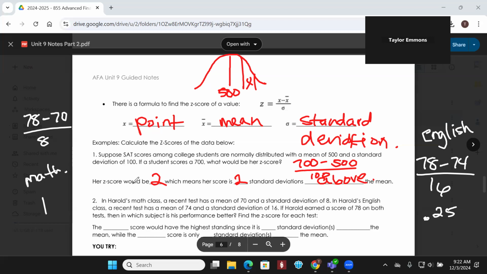So which one would be better? Well, he did better on the math score since it's one standard deviation above the mean, while the English score is only 0.25 standard deviations above the mean. Everybody got it? Questions? Okay, you try the next one.